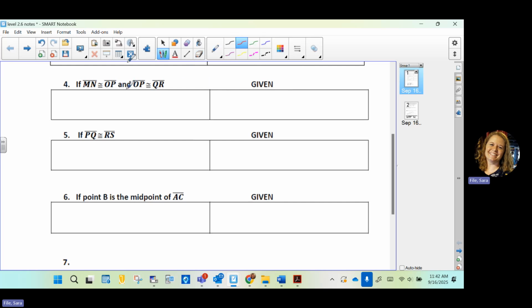That's the same thing that's happening here with line segments. If line segment OP is the same length as MN and the same length as QR, then MN and QR must be the same length as each other. So that's what we can conclude from this one. If it helps you, the property was called the transitive property.